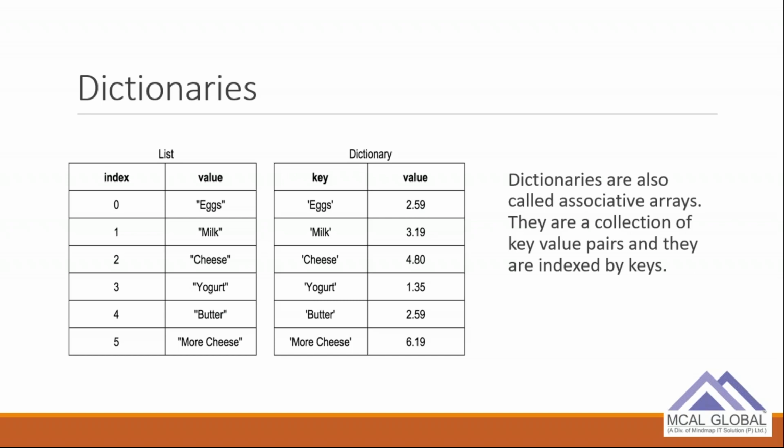Yes, a dictionary can have a list as a value. For example, eggs can have a certain list associated with it. Milk can have a certain list associated with it. That's a very good question. A dictionary can have even lists of lists.